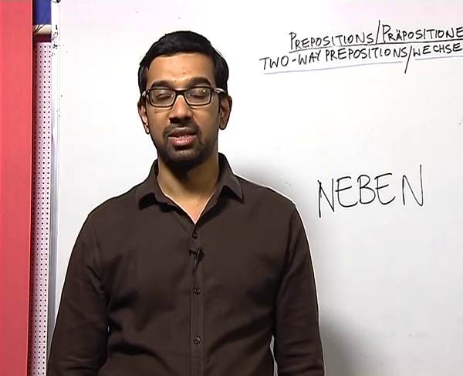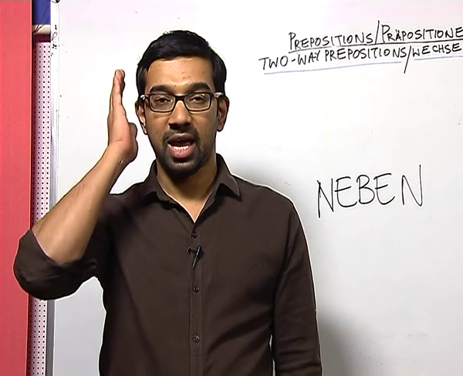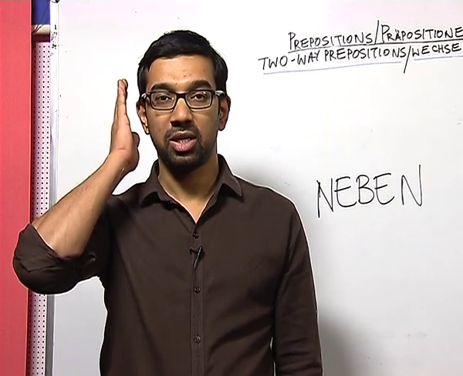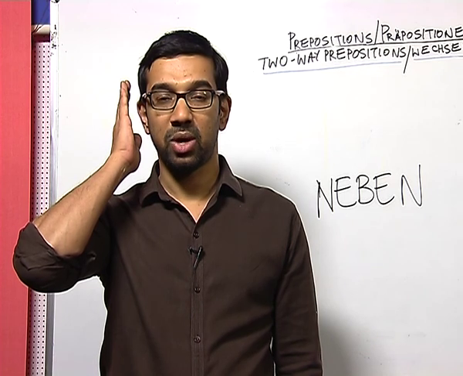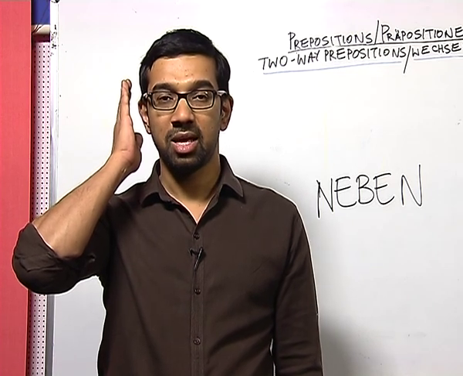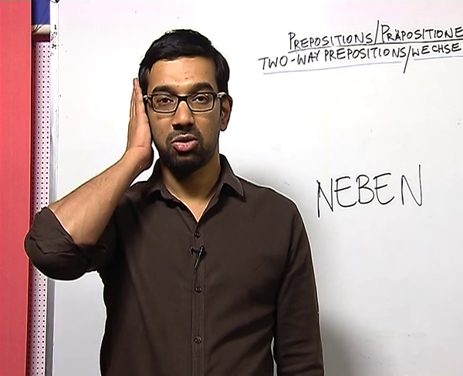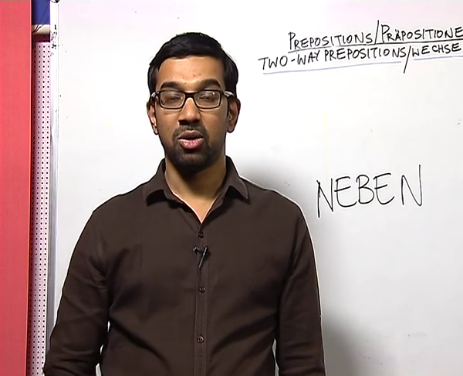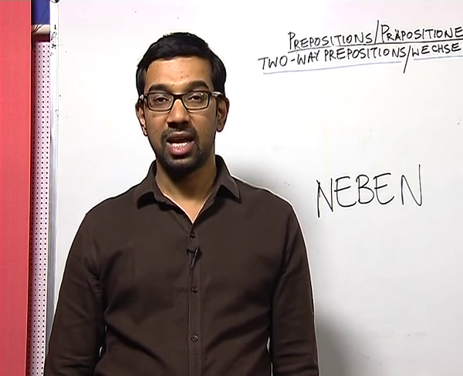Let us do it once again. Bring your hand and just hold it closely to your ear, and here you have the preposition neben. When you touch your ear with your hand, you get the preposition an. Don't get confused between an and neben.